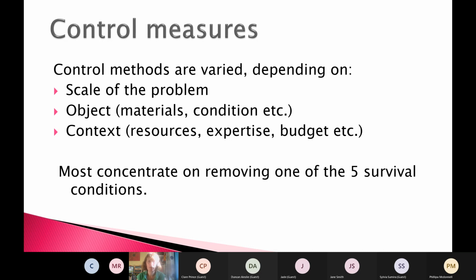All of those coming together can help you to make decisions around what can be done and how to start addressing it. But most of these control measures that I'm going to be talking about address these survival conditions that I was talking about. These are the things that insects need to thrive, and the things that make them feel comfortable and confident in that area.